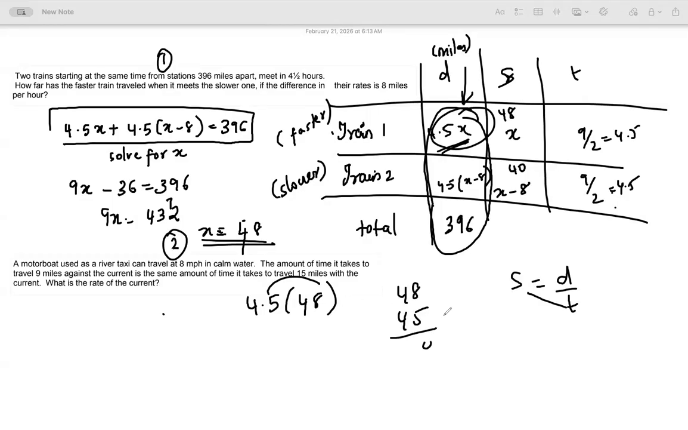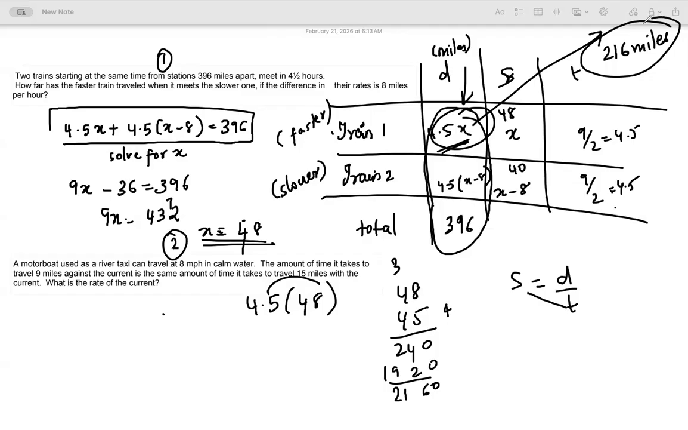48 times 4 is 192, 5 times 48 is 24, and then 216 miles. So this would be 216 miles. So the faster train would have traveled 216 miles when it meets the slower train. Here the rate of current is 2 miles per hour.